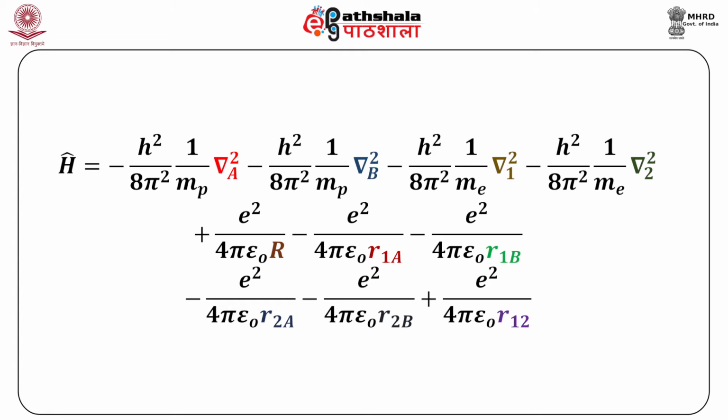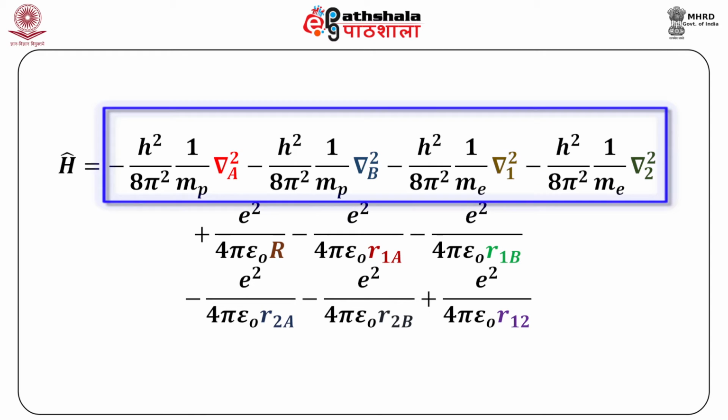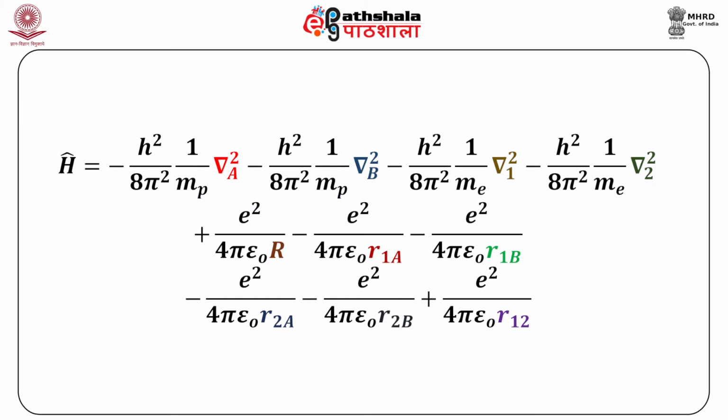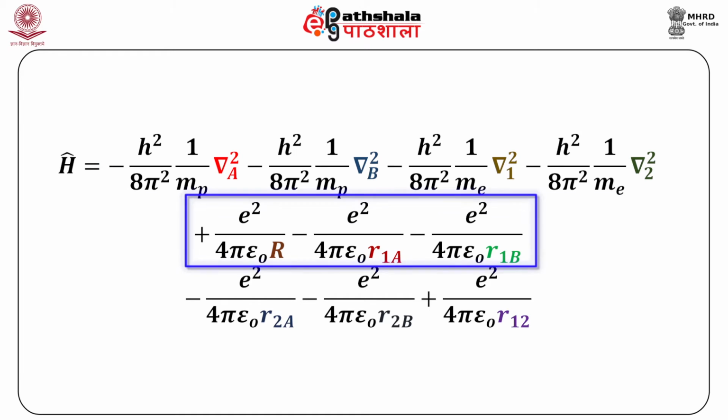Then we have the kinetic energy terms for the two electrons. First is minus h square upon 8 pi square me del 1 square, and the second is minus h square upon 8 pi square me del 2 square. So these first four are the kinetic energy terms. Then we have plus e square upon 4 pi epsilon 0 r. This is the term which represents the repulsion between the two nuclei.